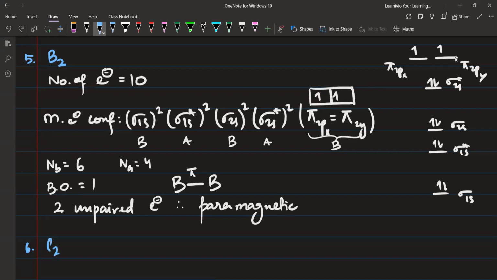Sixth case, carbon 2. You guys will be able to do this, yes or no? Please tell me. Very good.